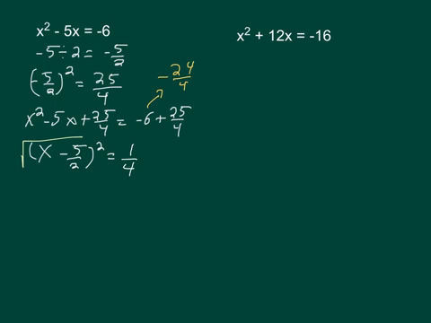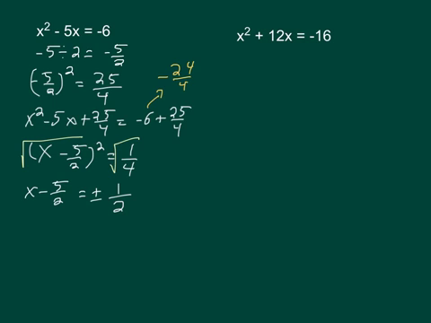Now I will take the square root of each side, which leaves me with x minus 5 halves equals plus or minus here, because 1/4 is positive, and I take the square root of 1, which is 1, and the square root of 4, which is 2. So now I'm going to split this up into two different equations.